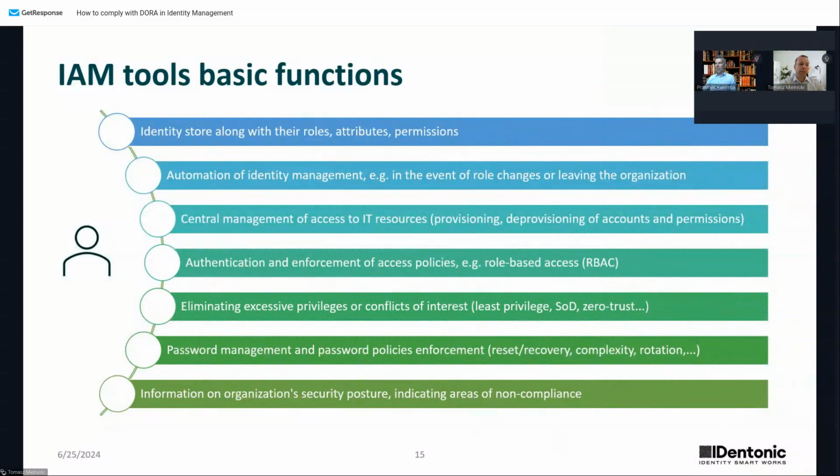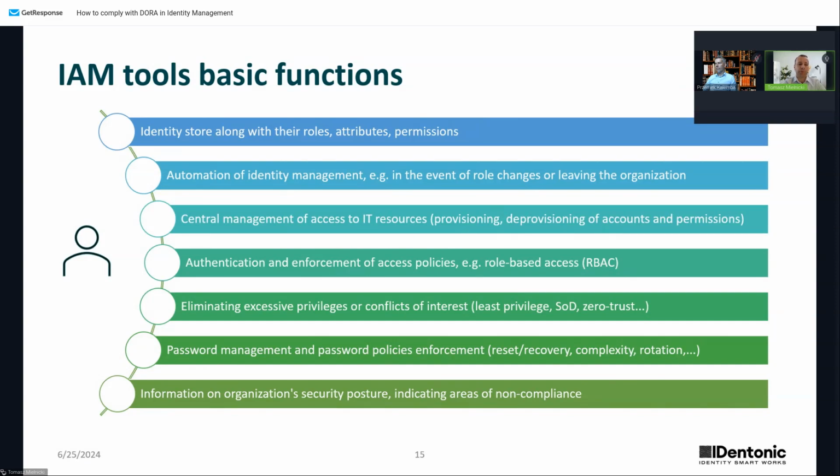So before going into details, what are the different types of IAM tools? The basic functions of these tools is, first of all, storing the identities, along with some information about the identities, like attributes, maybe roles, permissions. Then doing some automations around identity management. For instance, when someone changes the role or leaves the organization, we need to do something, and this kind of tools can do this automatically.